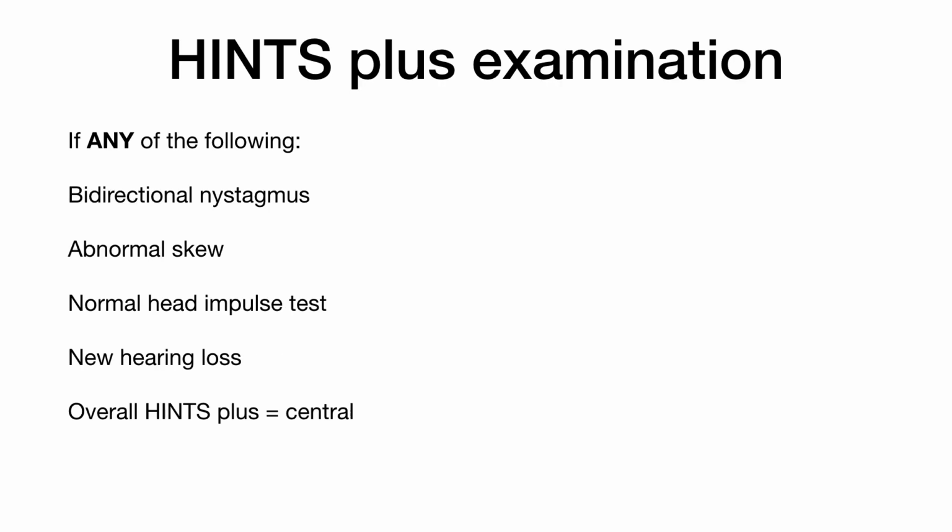If he had had any of the following results, bidirectional nystagmus, abnormal skew, a normal head impulse test, or a new hearing loss, then his overall HINTS Plus exam would be a central result.